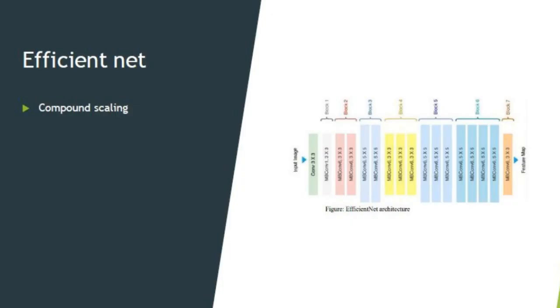Coming to EfficientNet, it is a family of neural network architectures that achieves superior performance with fewer parameters. It introduces compound scaling to balance depth, width, and resolution, optimizing computational efficiency and accuracy across a range of tasks.